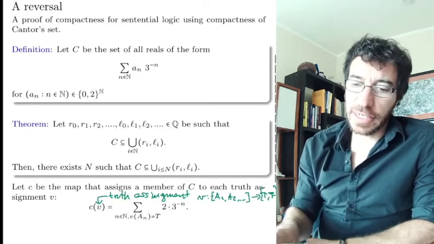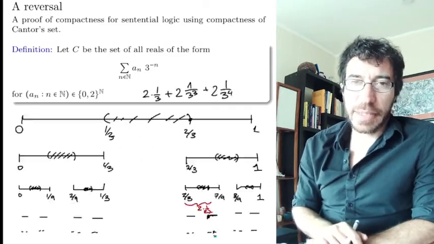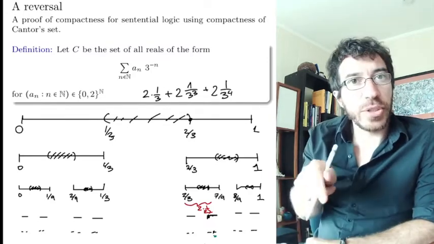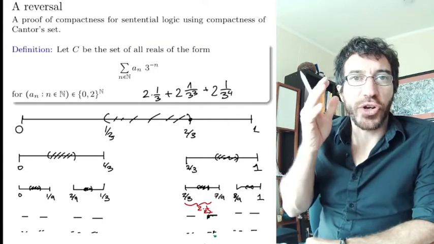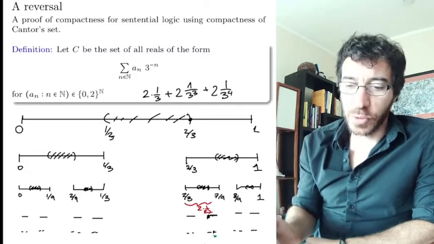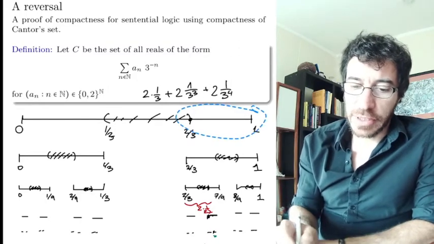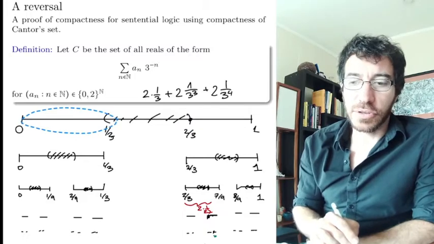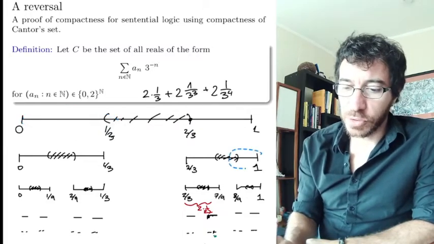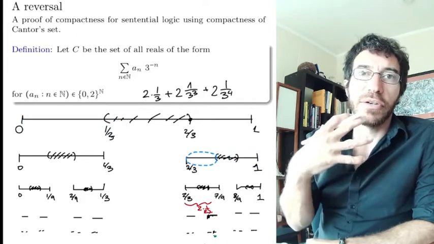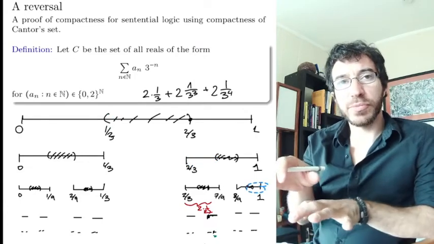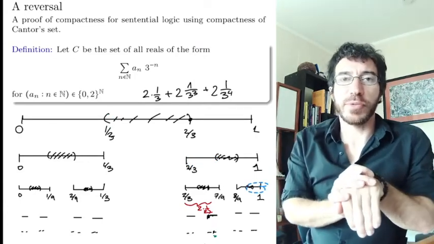Essentially, suppose you are given an assignment V, and you want to choose a point here in the Cantor set. You look at the assignment V and ask: is A1 assigned true or false? If it's true, go to the right. If it's false, go to the left. Now A2: is it assigned true or false? If true, go to the right; if false, go to the left. Now variable A3: true or false? Again, true means move to the right, false means move to the left.